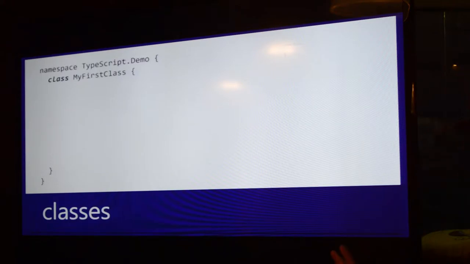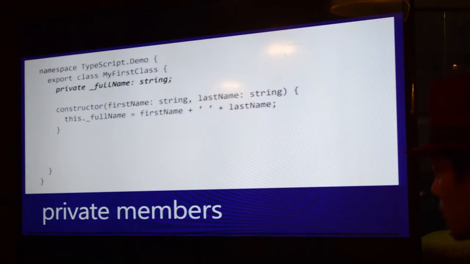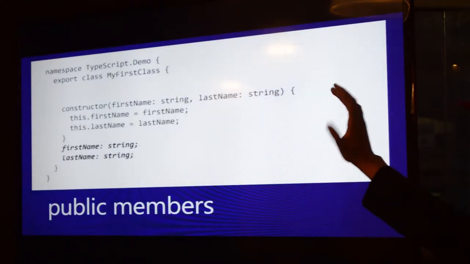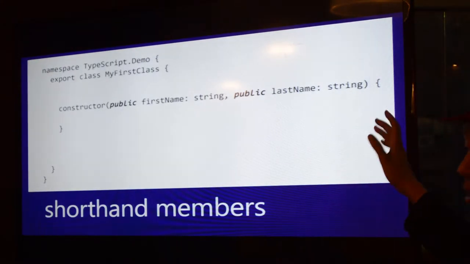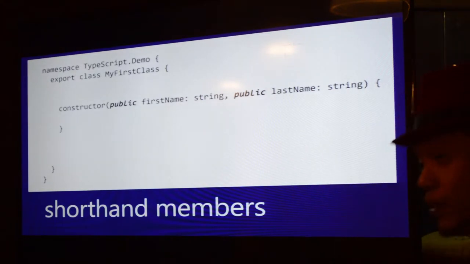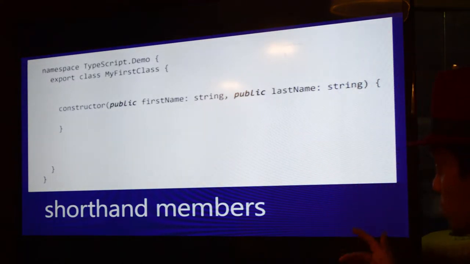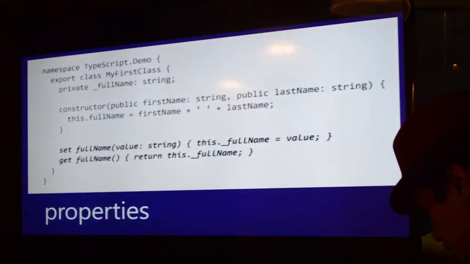We have classes. If you're doing OOP, you're familiar with these classes. We also have constructors in TypeScript to create an instance of an object. Private members, for example fields, properties, public members. Actually, this is the long version. And we have the shorthand members. It's a short way of writing properties. You don't need to create a private field and then initialize it. Behind the scenes, it's automatically initialized. Public first name and string, so that's how you write static typing in TypeScript. Properties, getter and setter.